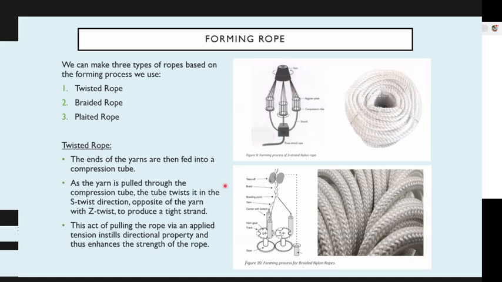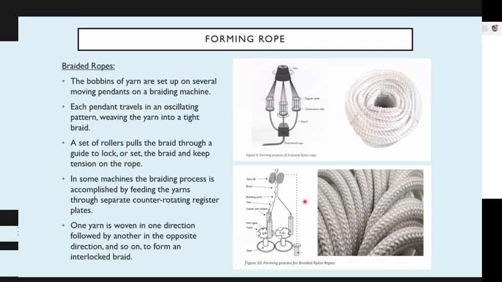And then for braided rope, the bobbins are placed on individual pendants, and these pendants have specific oscillation patterns that are independent from one another, and these oscillations basically braid these individual strands into a specific braided structure that looks like this. So braiding obviously has this alternating pattern, whereas twisting only exists either in the S or Z direction.